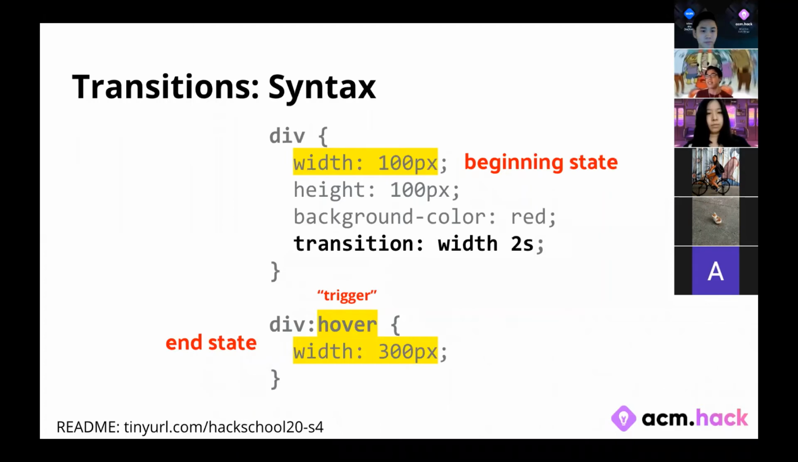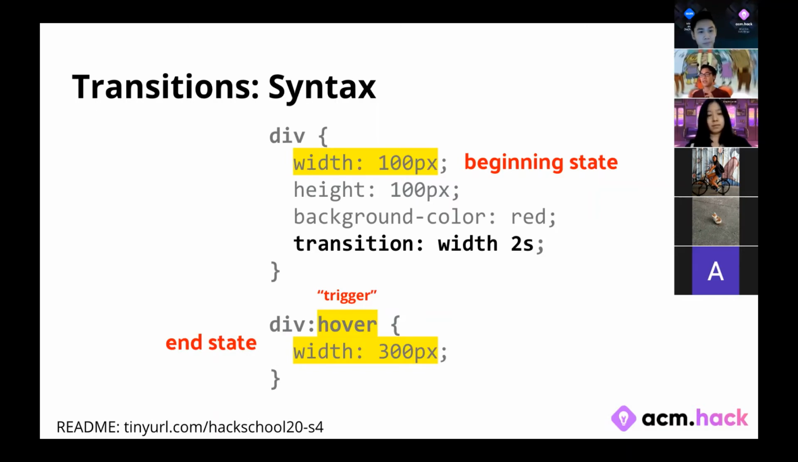So here's the syntax for transitions. We define two separate states, like we mentioned. The first one is the normal state. So that's the beginning. It'll be 100 pixels wide and tall. It'll also have a background color of red. And then the end state would be what would be after the trigger. So the trigger is the actual action of hovering, and the end state would be the hovered state. So once it's hovered, we want it to take on 300 pixels as its width.